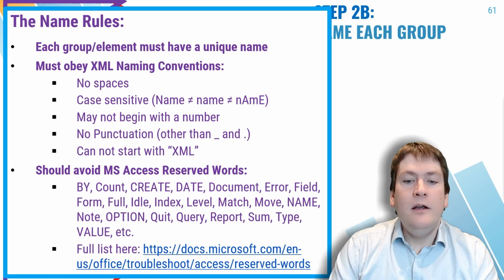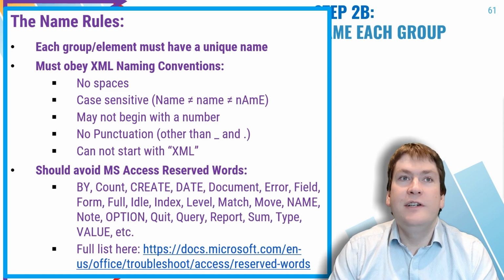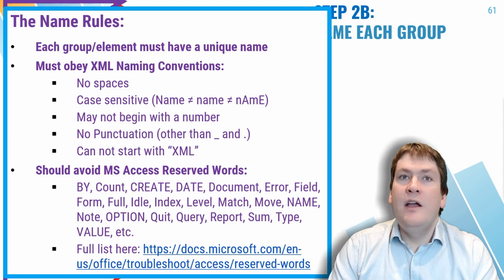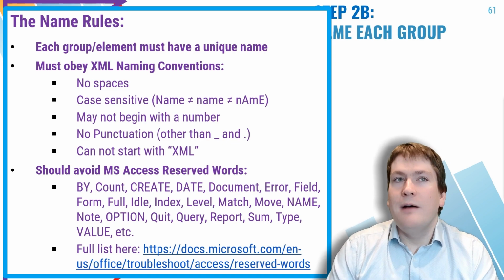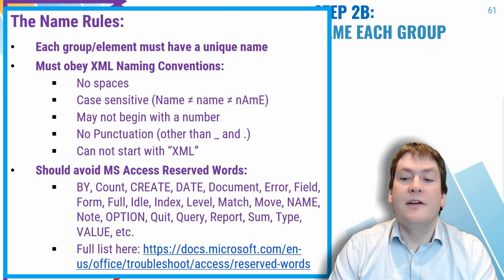So I have a few listed here. Some important ones are things like name, note, move, date, type, sum. So we shouldn't use any of them on this list. So if you want the full list, I do have a link here, but I have most of the ones you'll probably run into listed there. Big ones are going to be name and note.